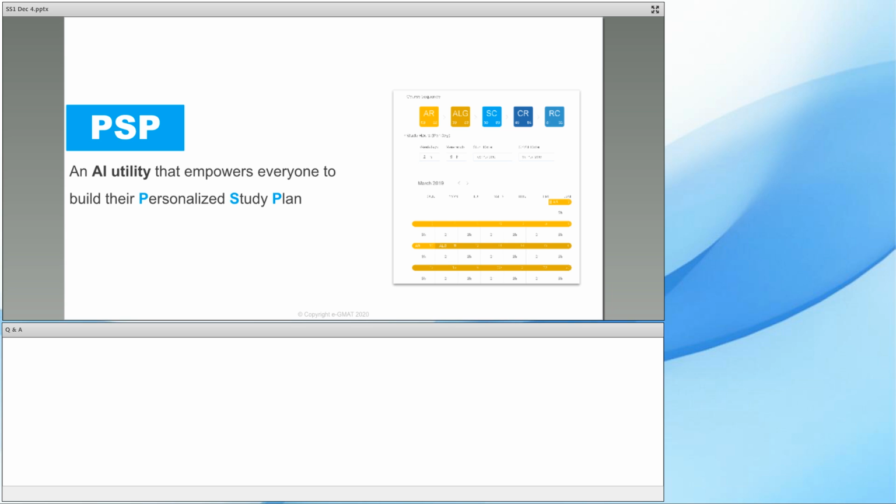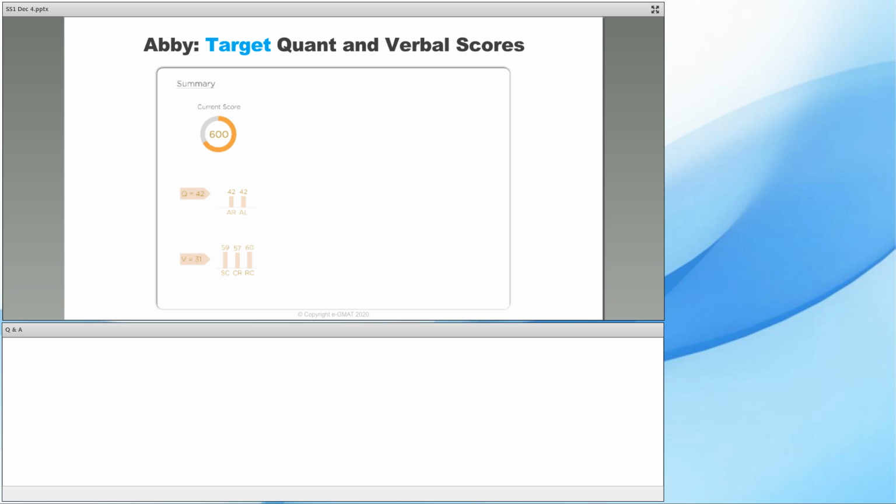Okay, so how do you figure out how much effort you need? You put all of this data in an AI-driven tool that we created a year and a half back called a personalized study planner. You input how much time you need, and it creates that personalized study plan for you. Okay, so let's see how this works.